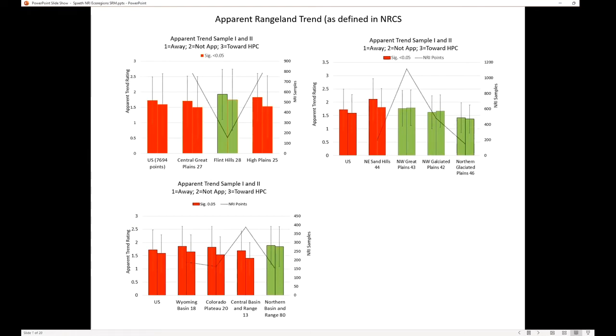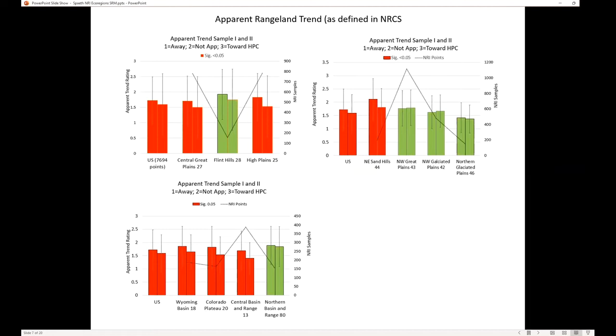determination based on whether the plant community is moving away from the historic plant community, or it's not apparent, or it's moving toward. It's just a simple procedure that NRCS uses, and we talk with ranchers about what their trends are. It's typically not followed up with any quantitative measurements in the field, although you can do quantitative measurements based on canopy cover or production and get some kind of a feel for what the apparent trend is.